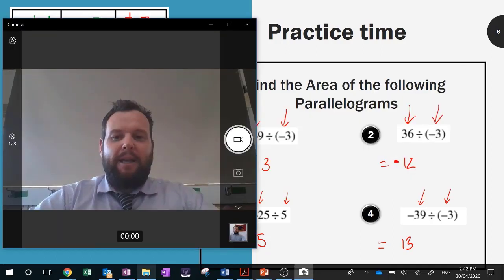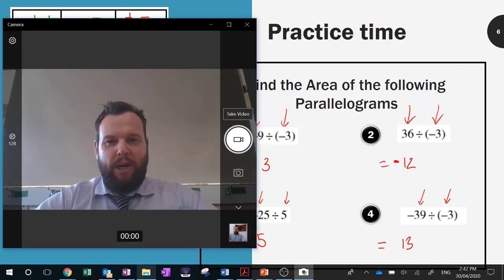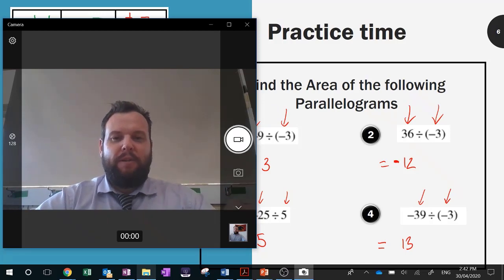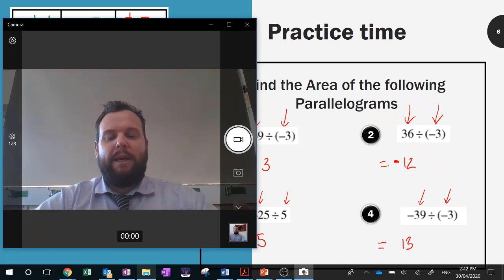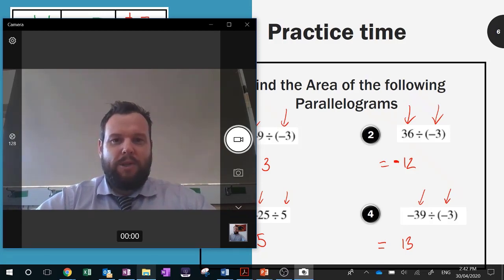So guys, that is multiplying and dividing negative numbers. Hopefully you found that pretty straightforward. Go on to the questions. But if you have any more questions, please ask and we can go through some more. Good luck.